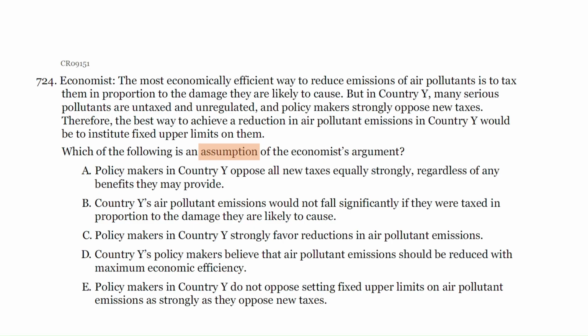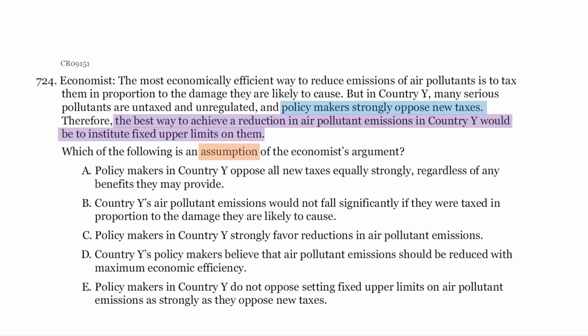Let's analyze the argument. The conclusion is the last sentence in purple, and the blue part is a premise. See my other video for more about analyzing arguments. Notice that this argument is a pretty flimsy one. The conclusion about the best way is a big claim based on not very much evidence. But we can expect the argument to have gaps when we solve an assumption problem.